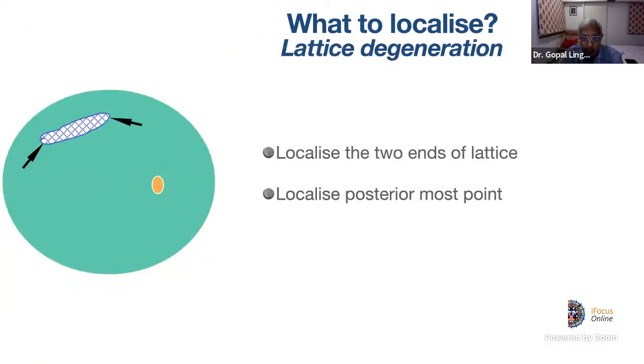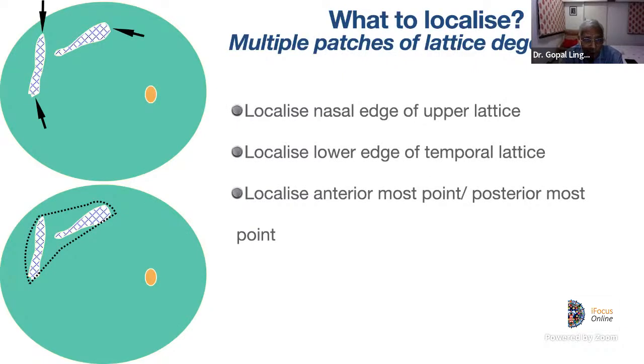In a lattice degeneration, you can localize the 2 ends of the break and locate the posterior most point of the break. Very often when the lattice is thin, you don't have to worry about the breadth of the lattice degeneration. There are multiple patches of lattice degeneration. You localize again, in this case, for example, the nasal edge of the upper lattice, the lower edge of the temporal lattice, and also the anterior edge, because as you can see, they are not in one single circumferential line. They are actually haphazardly placed.